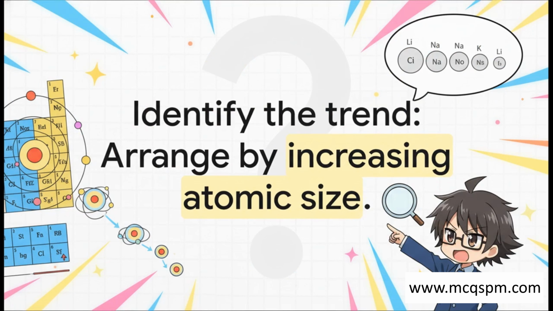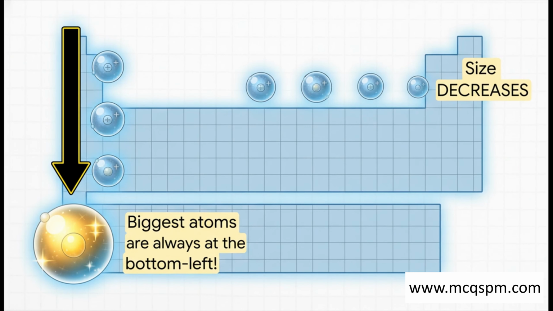Okay, let's gear up for this second big pattern. This one's all about identifying trends, like this question on atomic size from SPM 2020. This is another one that trips a lot of people up, but once again, there's a simple rule to remember. You need to burn this image into your mind.